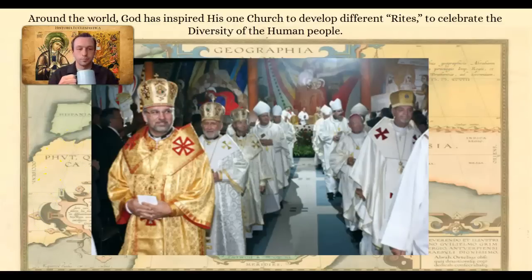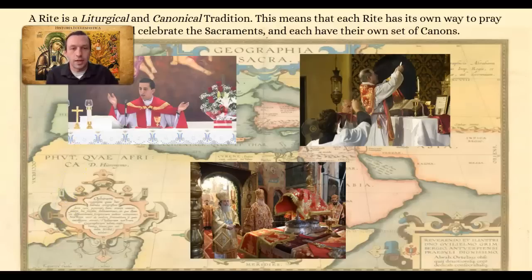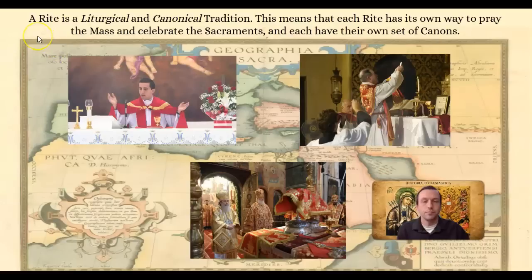Around the world, we can say that God has inspired his one Catholic Church to develop various rites to celebrate the diversity of the human people, which God enjoys. God enjoys various different cultures when they are all within the boundaries of sound truth and morality. We could say that diversity is enjoyed by God in the various ritual traditions of the church, because each one can emphasize something different but authentic about the one true faith.